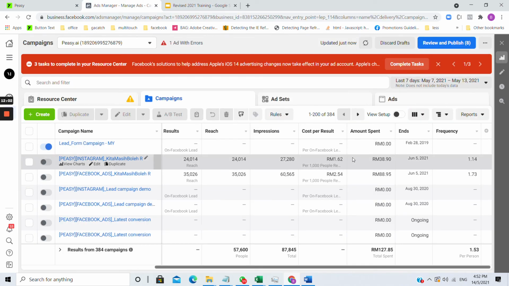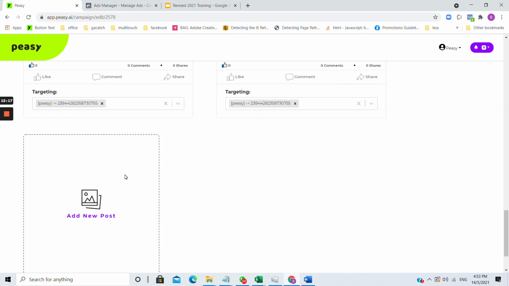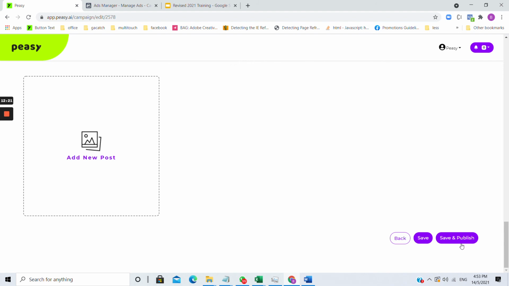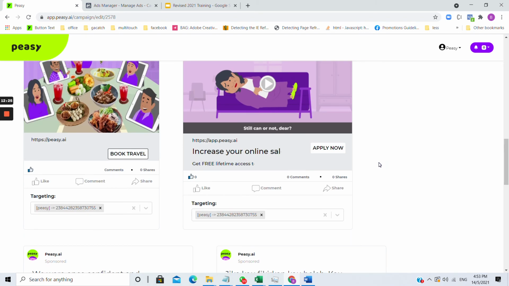If you are running a reach and impression or engagement campaign, if your frequency exceeds 3 to 5, we also recommend that you go back to Peasy, upload a new set of creative, and click Save and Publish again.